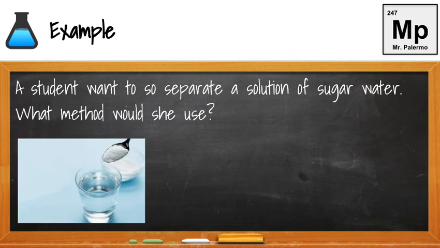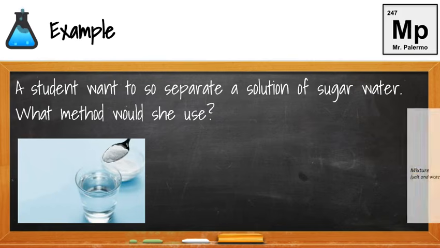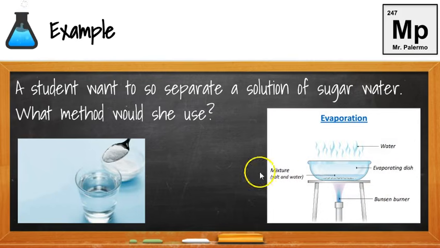So let's see an example. You have a student and they want to separate a solution of sugar water. They took some sugar, dissolved it in water, and made a solution of sugar water. What method would they use to separate those things out? If you think back to our salt water, it's going to be the same process. We'd want to use evaporation. We want to heat it to get rid of the water. We're going to drive off all the water. As the water turns to a gas, we're going to be left with, instead of the salt on the bottom, the sugar left on the bottom.